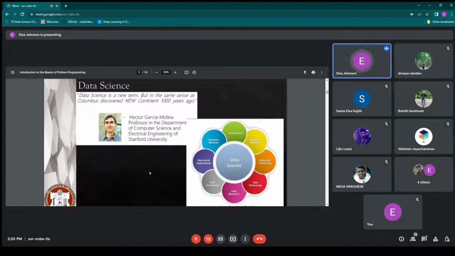So data science, it's a new term. Hector Garcia Molina, a professor in the Department of Computer Science and Electrical Engineering at Stanford University, has said that data science is a new term, but it's in the same sense as Columbus discovered the new continent some thousand years ago. So you can see data science includes visualization, statistical modeling, statistical computing, data technology, data research, consulting, real world applications, scientific methods. All these things are included in data science.